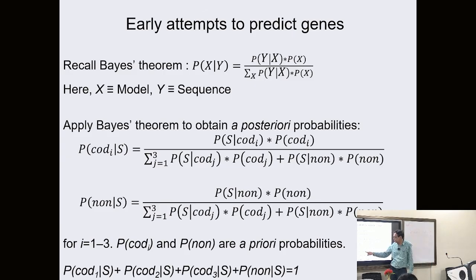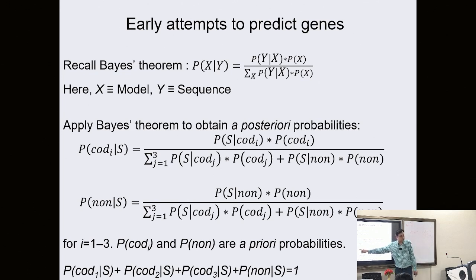So add to what I just mentioned, J equal to 2. When you consider J equal to 2, this would be the probability of S given coding subscript 2, which means frame 2, multiplied by the probability of coding subscript 2. Then plus, consider J equal to 3: the probability of S given coding subscript 3 multiplied by the probability of coding subscript 3. And so all 3 are done.